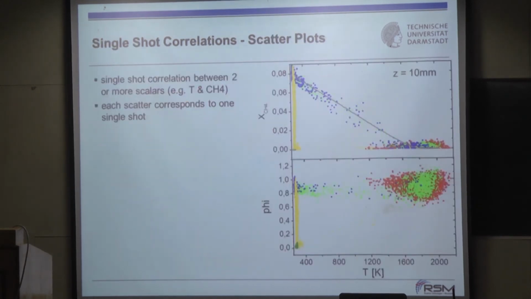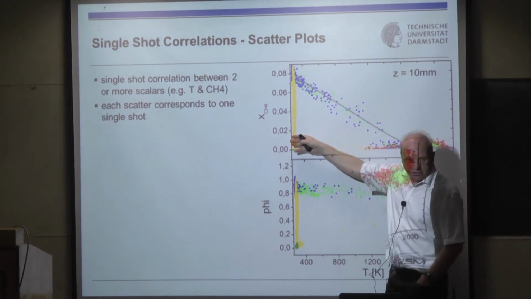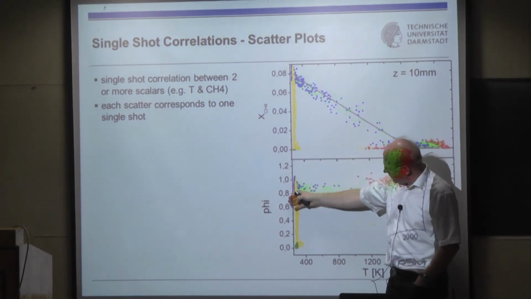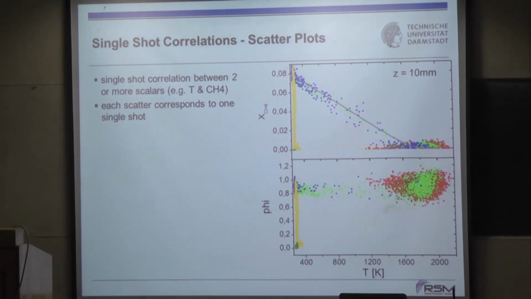Maybe we do not go through every detail. Maybe more interesting is to look at these scatter plots. That's the real benefit of Raman and Rayleigh. Each of the scatter plots, and I have shown only 1/10 of the points. Now you can plot something like CH4 or CO, whatever you're interested in, the equivalence ratio, against your progress variable, the temperature.